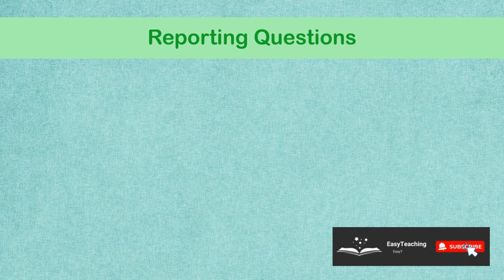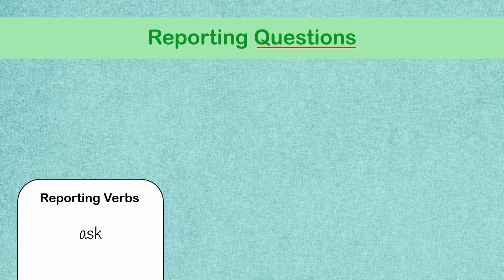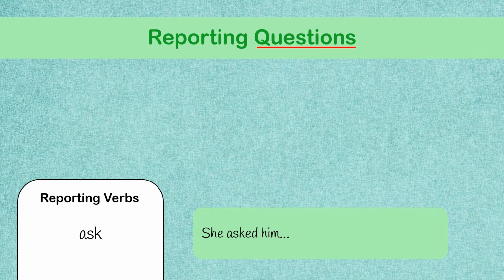So far we've looked at how to report statements. Now we'll move on to how we report questions. To report questions, we use the reporting verb ask, followed by the person being asked. For example, she asked him. She asked her friend. She asked me.